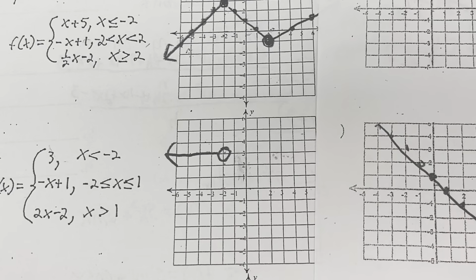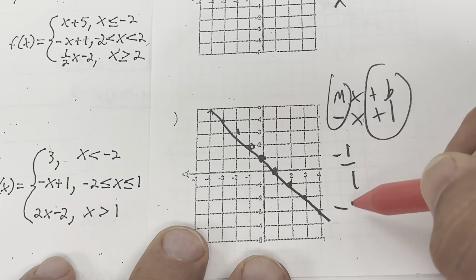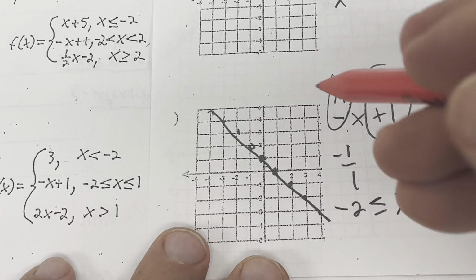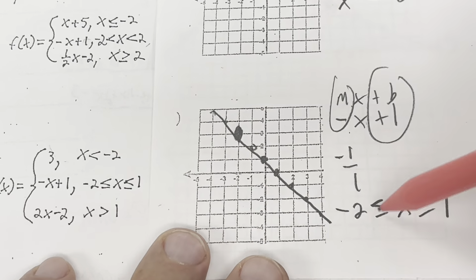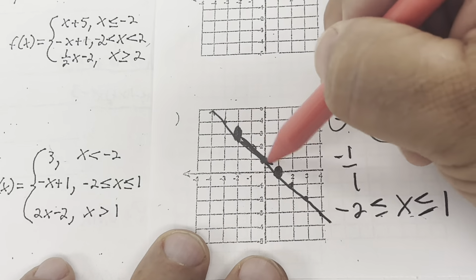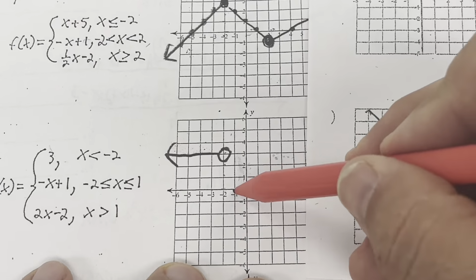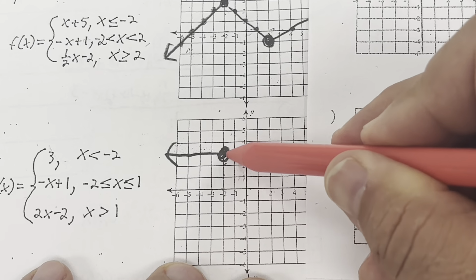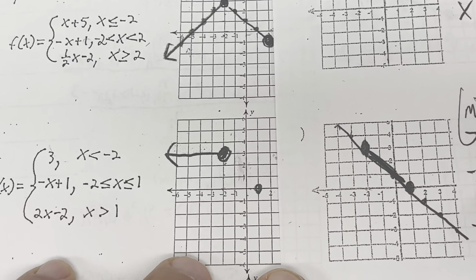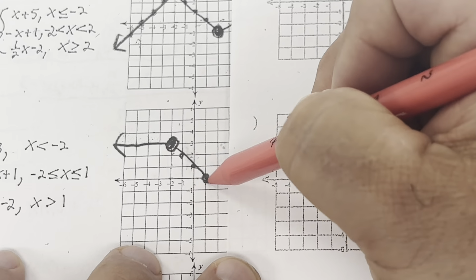Next graph, negative x plus 1. The domain restriction is x is between negative 2 and 1. So I'm going to go over to negative 2. It's a closed circle. Line under it. I go over to 1. It's a closed circle. Line under it. X is between, so I'm only interested in this spot between those two. So I go to negative 2, 3. A closed circle and an open circle is allowed. I go to 1, 0, closed circle. The array of points connecting them is down 1 over 1. So from there, I'm going to go down 1 over 1, down 1 over 1, down 1 over 1.